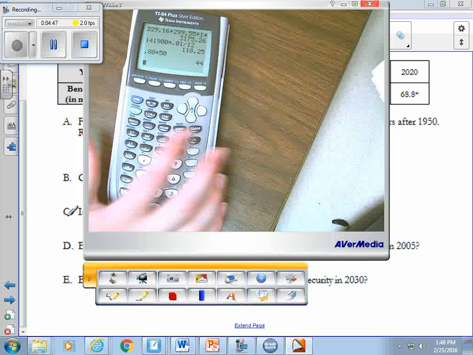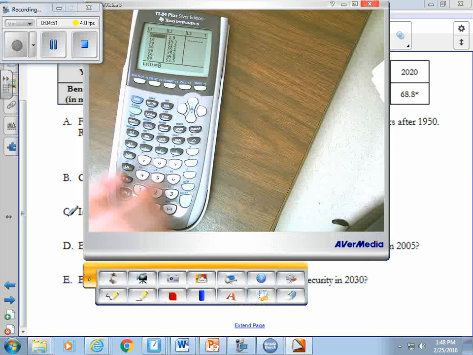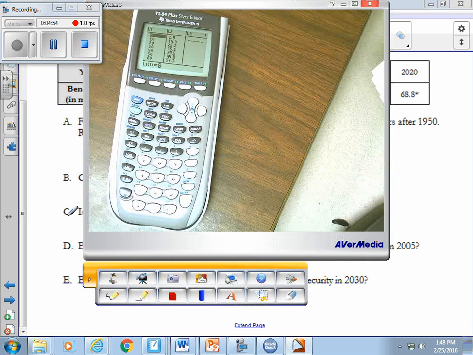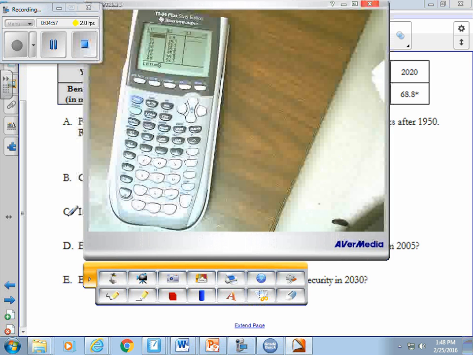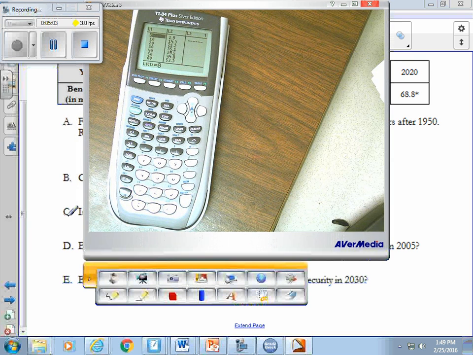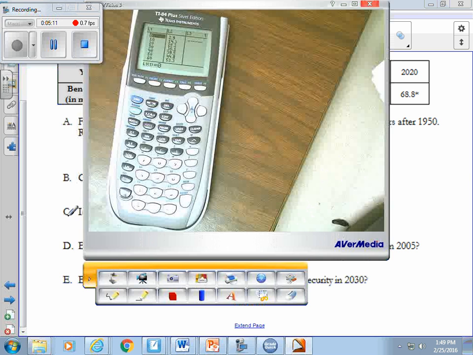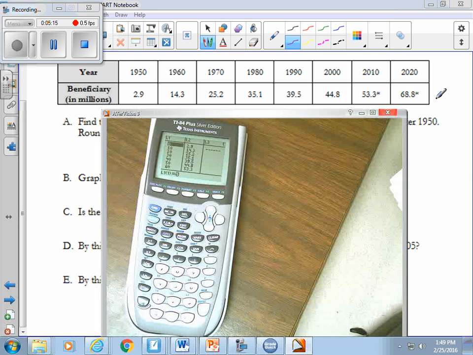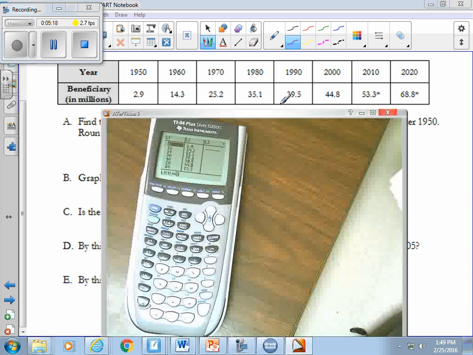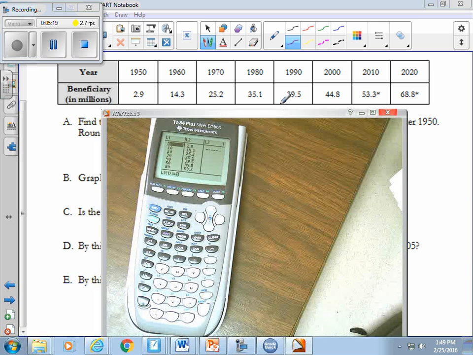So stat edit, and you type in the data. Remember, since it started at 1950, we did 0, 10, 20, 30, 40, 50, 60, all the way up to 70, because 2020 is 70 years after 1950. In L2, we typed in the other data: 2.9, 14.3, 25.2, 35.1, 39.5, 44.8, 53.3, 68.8.